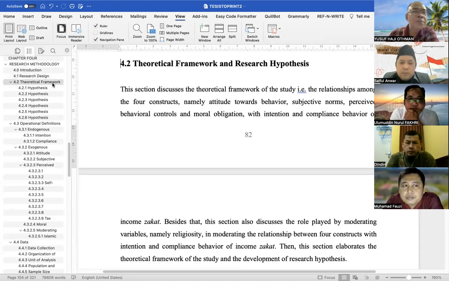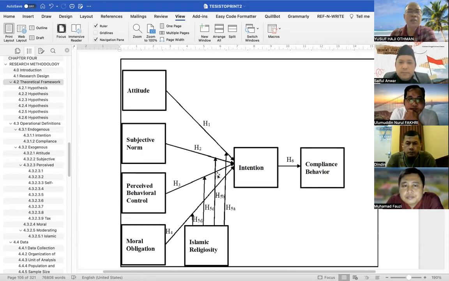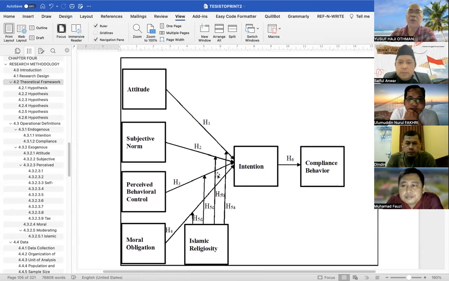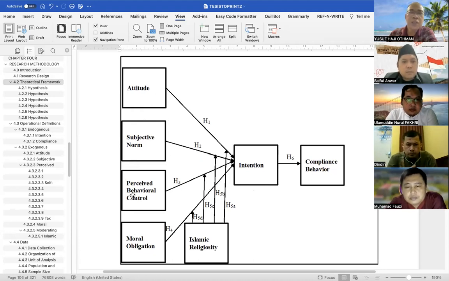First, we need to construct a theoretical framework like this. If you decide to use a questionnaire as an instrument to collect the data, you must have the theoretical framework. This is an example. In your theoretical framework, you have variables. The boxes are all the variables. And when we analyze in statistics, we call them constructs.